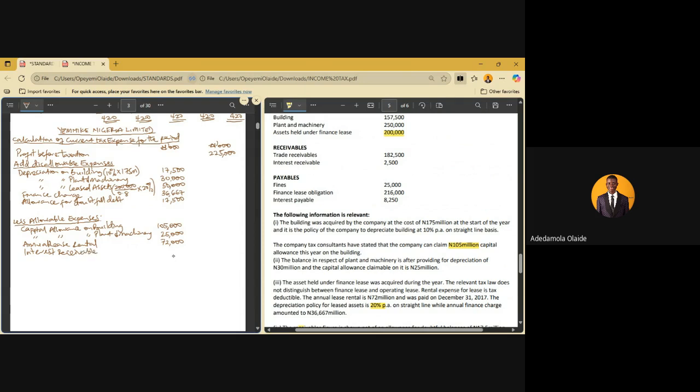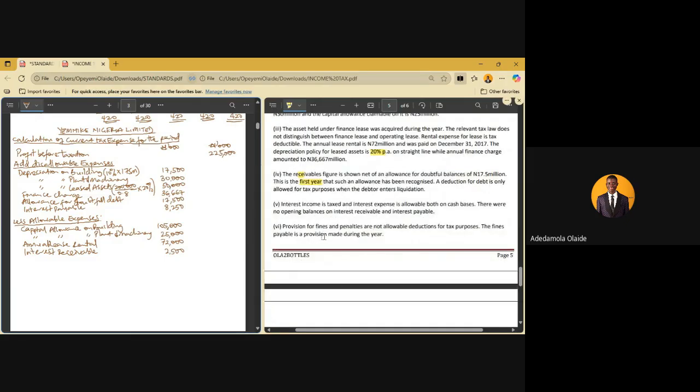So we'll say interest receivable 2,005. Then interest payable, it is not yet allowable, so we'll add it back also. Interest payable 8,250. Then what else? They said since there is no opening balance, that's why we are not adjusting that also. If there was an opening balance, we would have taken the difference between the opening balance and the closing balance, because that is what would have transpired during the year.